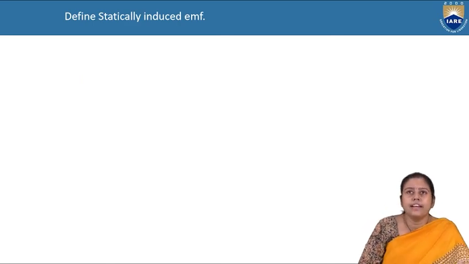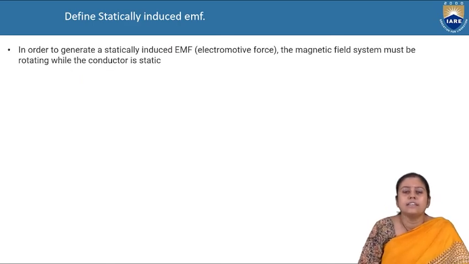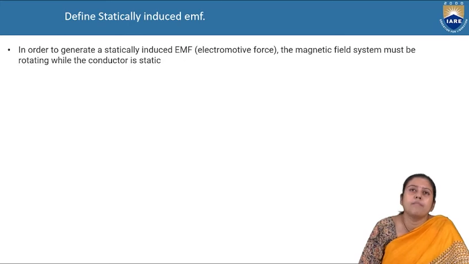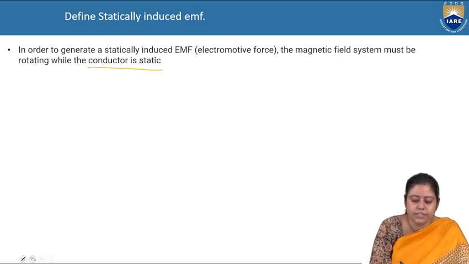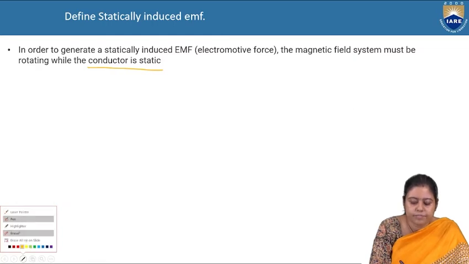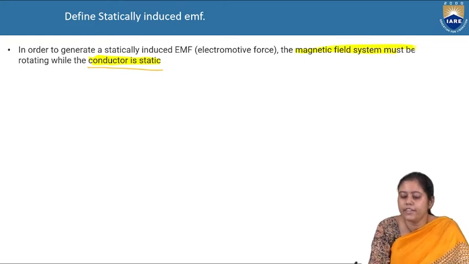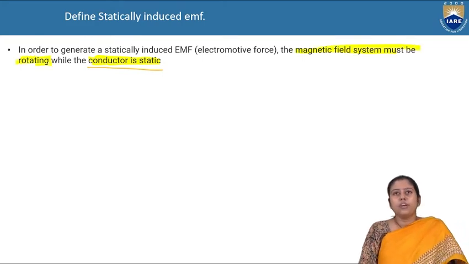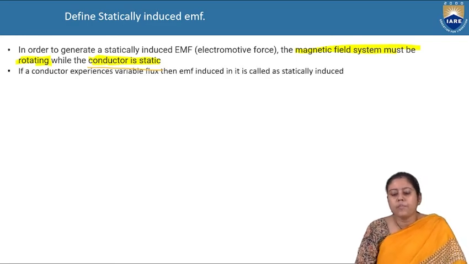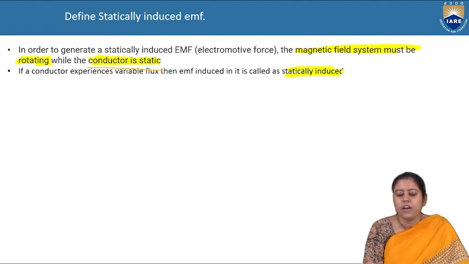Now, what is statically induced EMF? Unlike dynamically or motionally induced EMF, this EMF is also known as the transformer EMF. We know the transformer is a static device, so the conductor is static but the magnetic field is changing in nature. So if a conductor experiences variable flux, the EMF induced in it is called statically induced EMF.